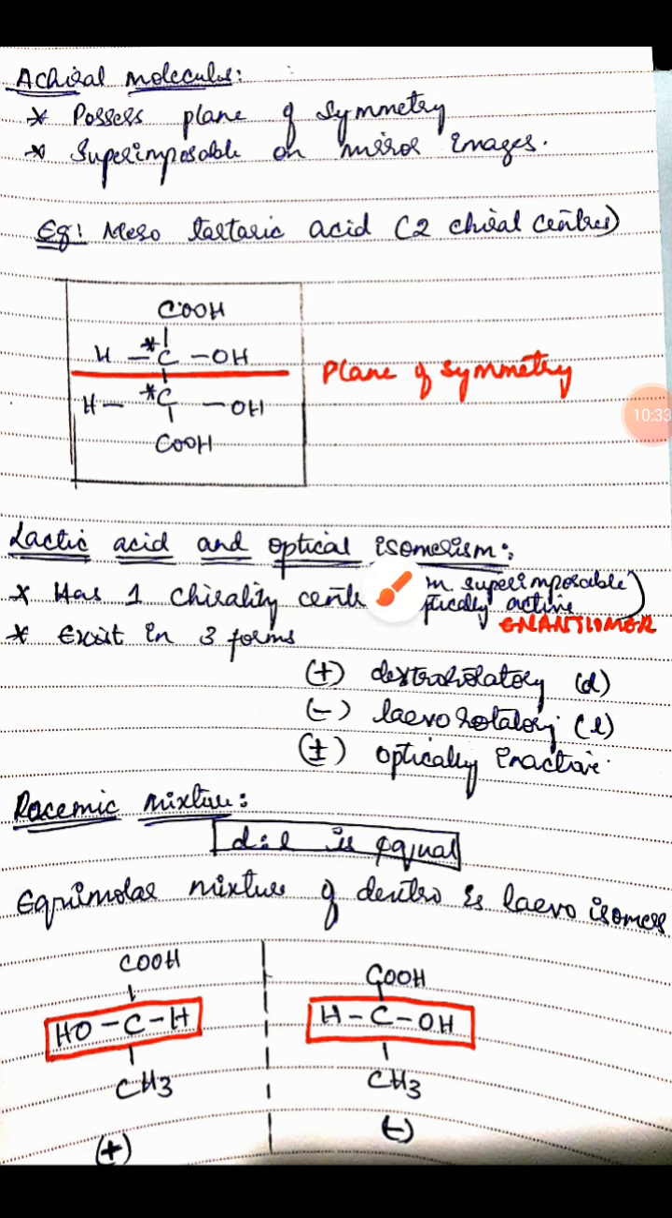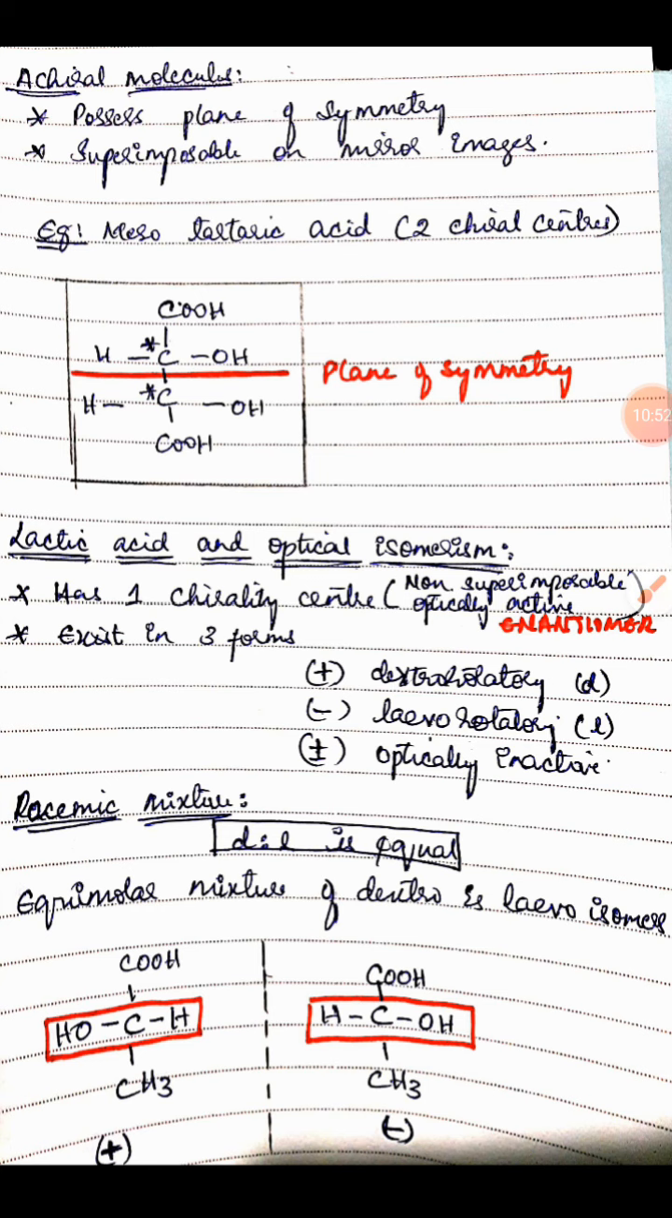So amongst the Meso Tartaric acid and the lactic acid, we have seen that the lactic acid possesses all the three conditions. Condition 1, it can rotate the plane polarized light. Condition 2, it doesn't have a plane of symmetry. Condition 3, it has one chiral carbon. So it is the optically active compound. So now let us deal with the lactic acid and its optical isomerism.